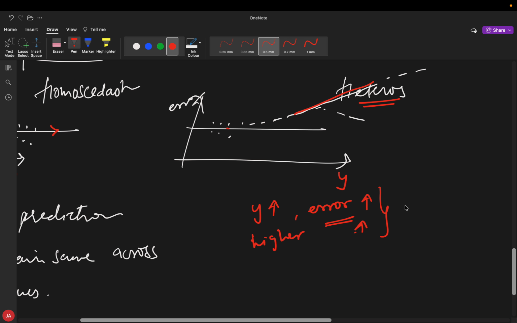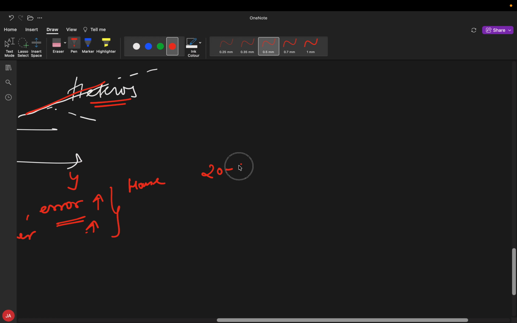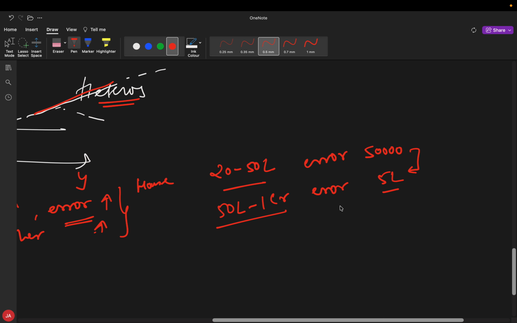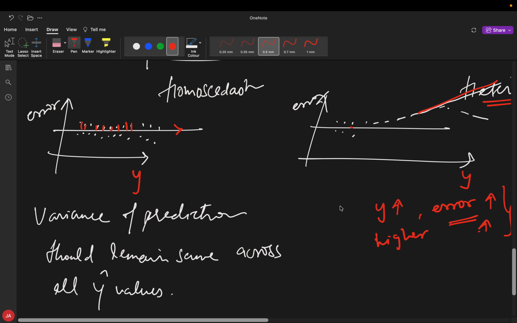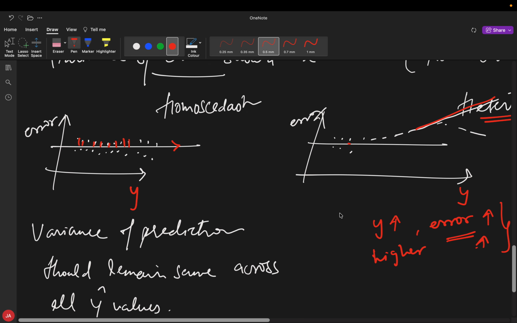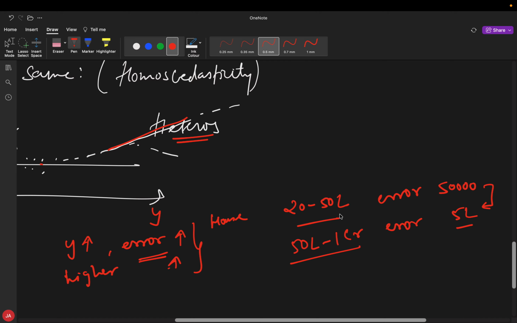Let's say house prices lie between 20 lakhs and 50 lakhs, and my error is 50,000, but for 50 lakhs to 1 crore, my error is 5 lakhs. So as the value of y increases, my model's error also increases. Therefore, this is a case of heteroscedasticity. This should not happen. This also suggests the model is not a good fit.